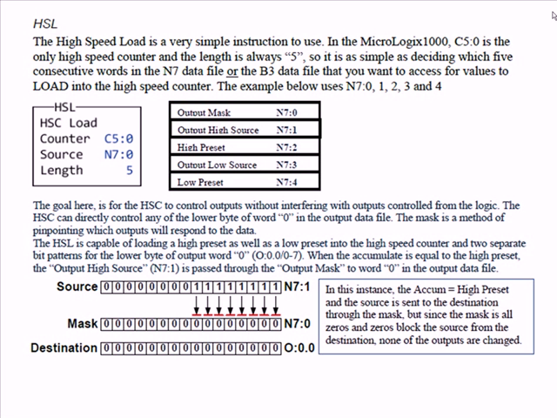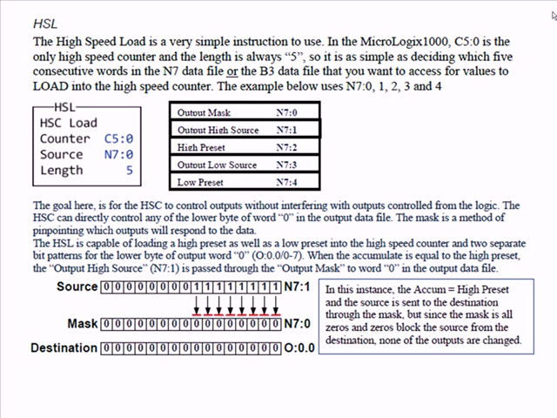The goal here with the load instruction is for the high-speed counter to control outputs without interfering with outputs controlled from the logic. The high-speed counter can directly control any of the lower byte of word 0 in the output data file. Now we've only got 4 outputs in this MicroLogix 1000, but the larger MicroLogix 1000s have more than 4 outputs. So you can control the lower byte, which is the lower 8 bits, directly with the high-speed counter based on a high preset or a low preset.